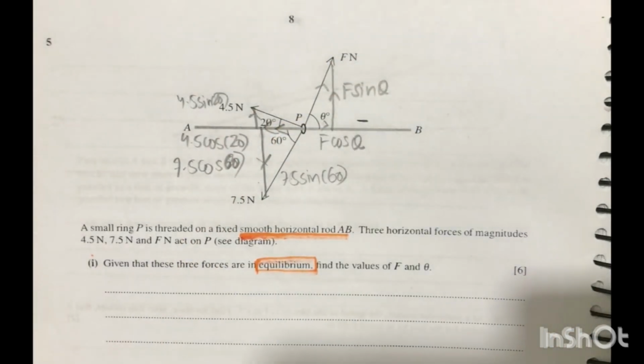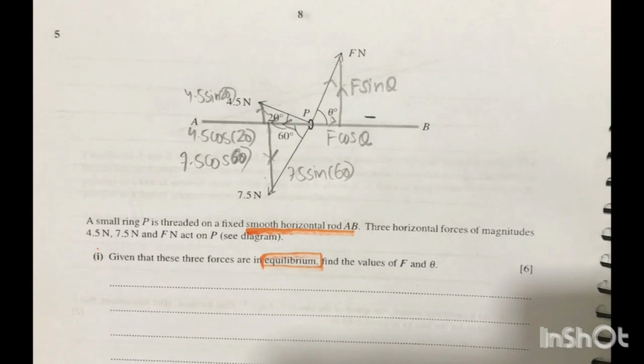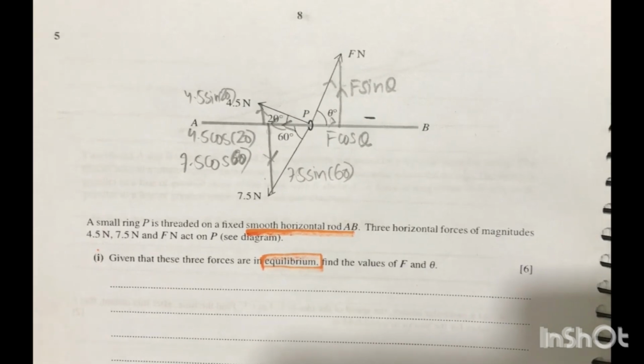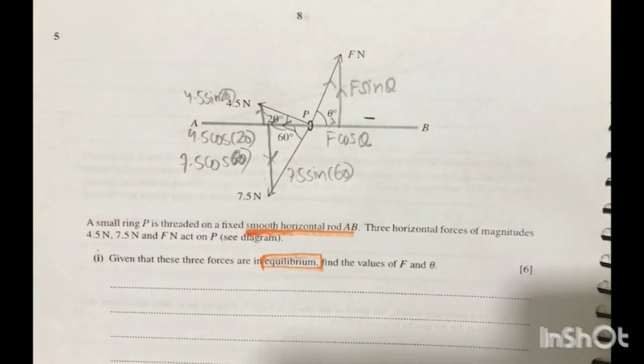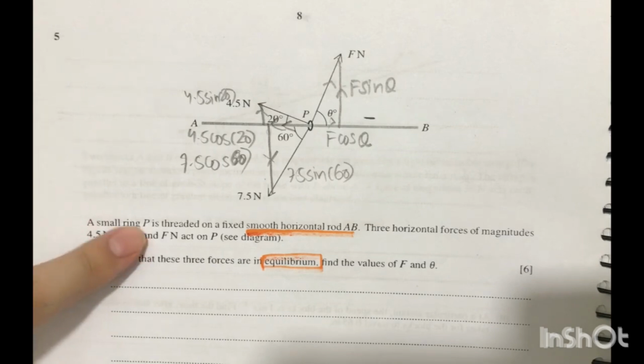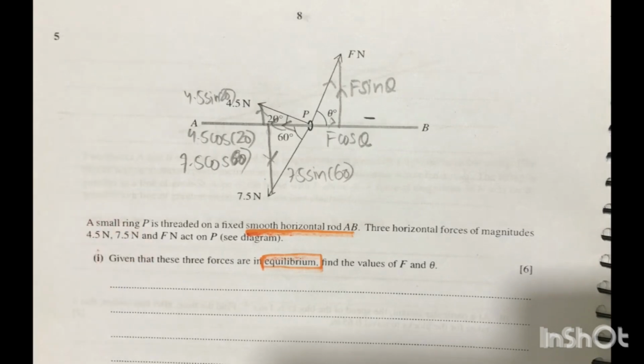So let's read the important parts of the question. Since it is a smooth rod, there is no friction at all. And the other important key information that they've given us is that the three forces are in equilibrium. You might ask why we aren't resolving the weight of the ring. The question states that it is a small ring, so that means its weight is so small that it would not affect the state of equilibrium.